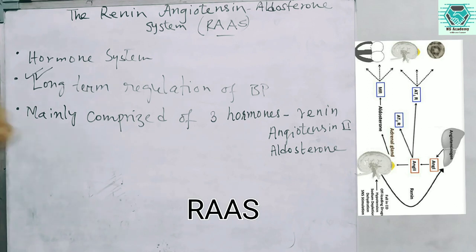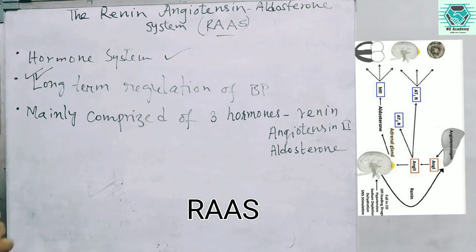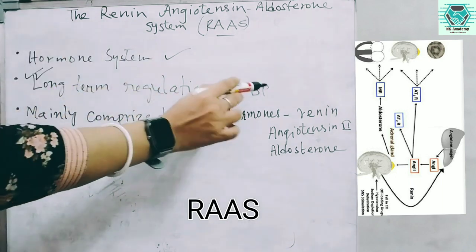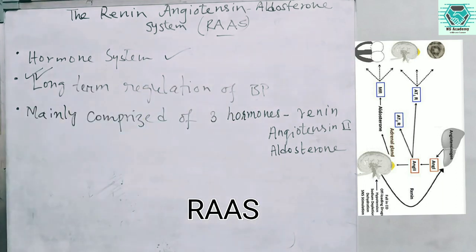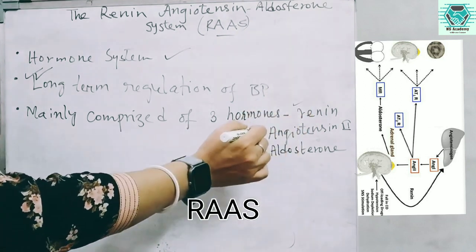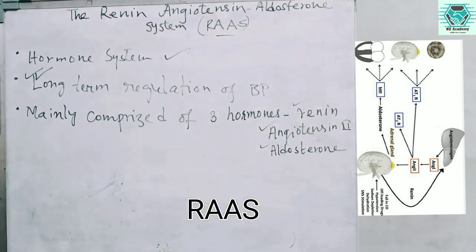Now what is this? This is basically a hormone system, and it is a part of the long-term regulation of blood pressure. This system mainly comprises three hormones: number 1 renin, number 2 angiotensin 2, and number 3 aldosterone. One by one I will discuss their sources and how they act in the regulation of blood pressure.